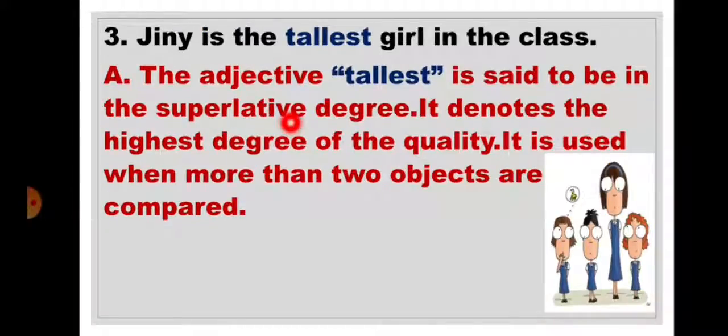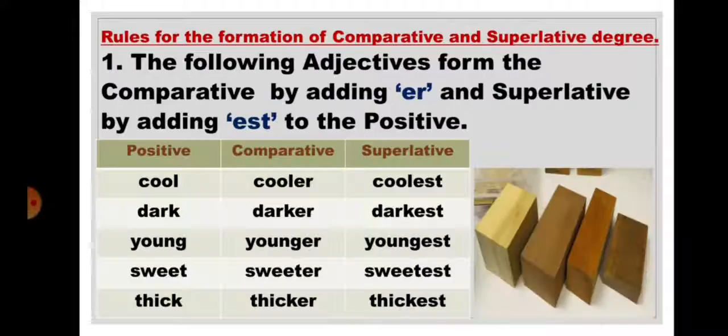Third, Ginny is the tallest girl in the class. The adjective tallest is said to be in the superlative degree. It denotes the highest degree of the quality. It is used when more than two objects are compared. So here you can see Ginny is compared with more than two persons. So it comes under what? It comes under superlative degree.